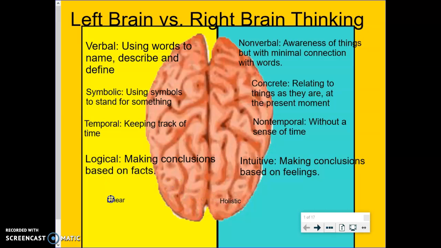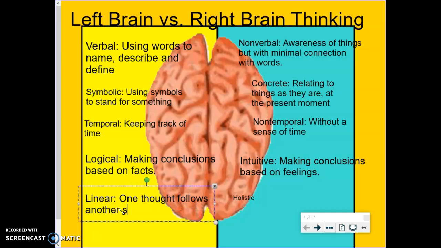The last pairing on the left is going to be the word linear, and on the right is going to be holistic. So on the left side of your brain is more linear, and that's simply when one thought follows the next one sequentially. It's kind of like I call these my one-track mind thinkers. Again, with math, you're kind of following a formula or a process. A plus B equals C. And you're going to do those steps in order to get the right answer.